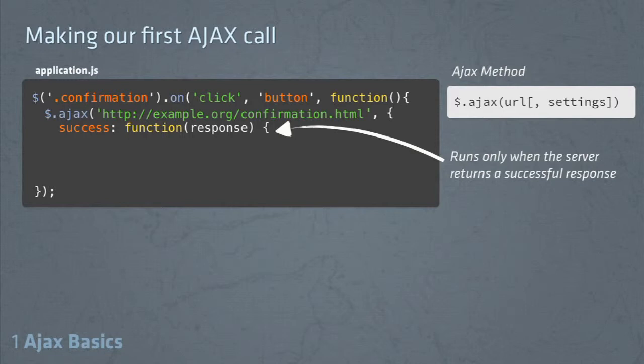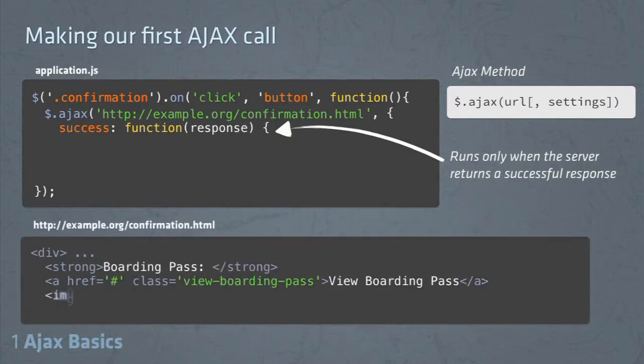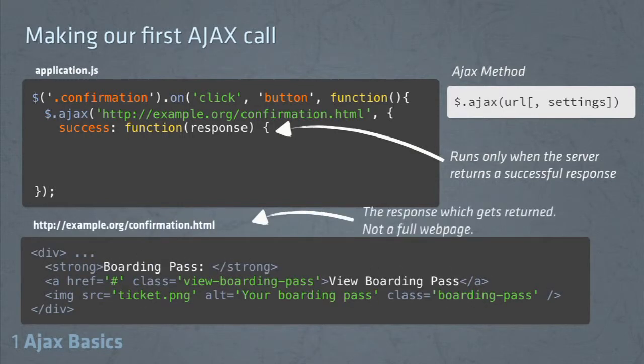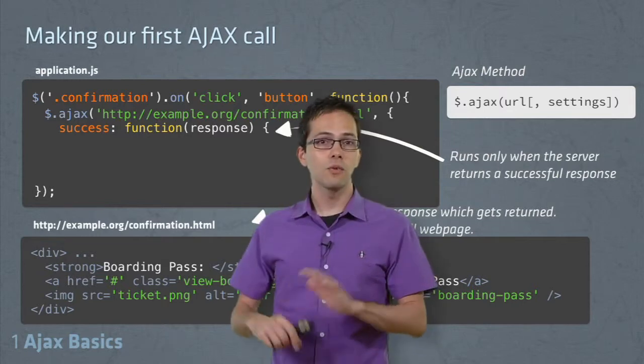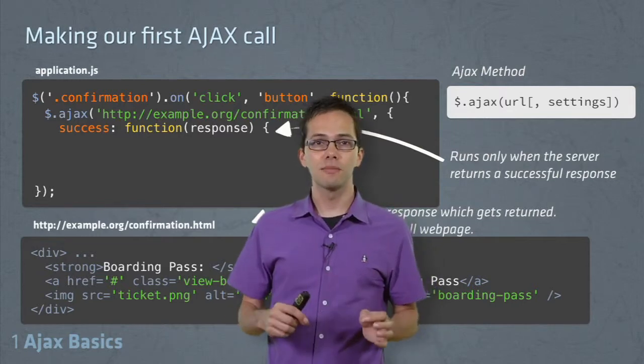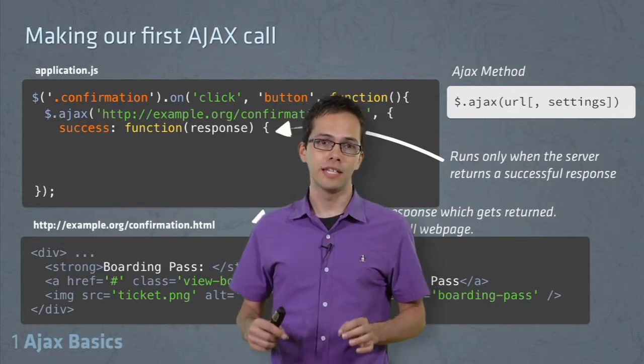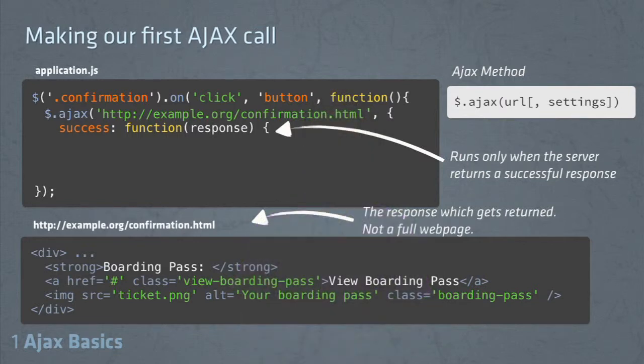The response we're going to get back from the server, in this case, is going to be some HTML which looks like this. Notice this is not a full web page. This is just the HTML which we want to load into our ticket div. Now inside of our success callback, we're going to find the ticket, load the HTML that we got back from the server into it, and then reveal it by calling the slide down function.